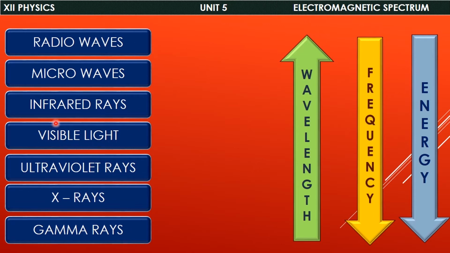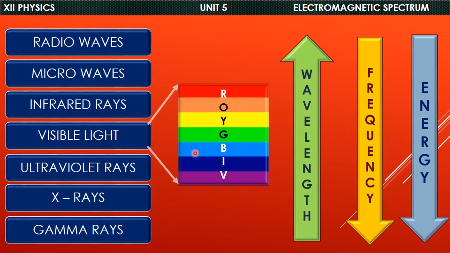Now, what about visible light? Visible light comprises the 7 colors: violet, indigo, blue, green, yellow, orange and red. These 7 colors are also arranged in the same manner. The wavelength increases as we go from violet to red. The frequency and energy increase as we go from red to violet.